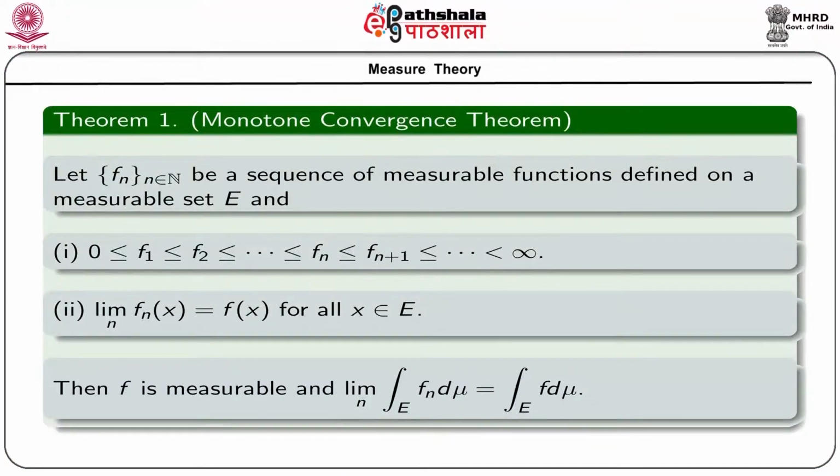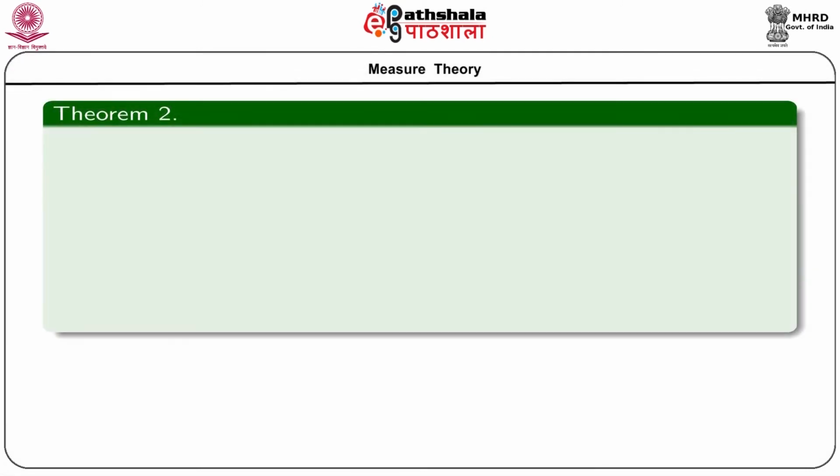So, we first go to our first slide of this module. So, again see the statement of monotone convergence theorem. If Fn is a sequence of measurable functions defined on a measurable set E and Fn is monotonically increasing and Fn converges to the function f pointwise, then integral f d mu over E is equal to limit n integral Fn d mu over E. So, we first see an application of this monotone convergence theorem.